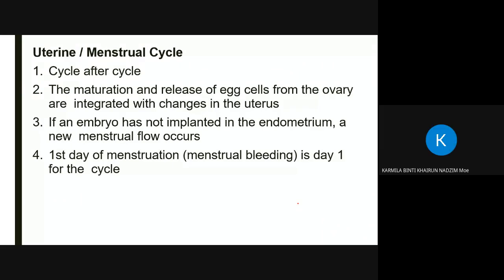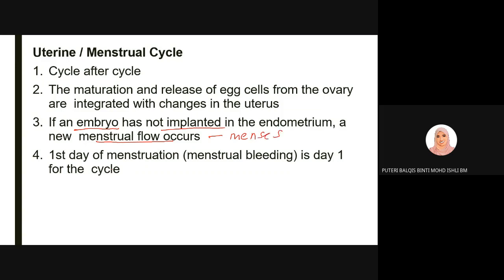Menstrual cycle, cycle after cycle, the maturation and release of egg cell from the ovary are integrated with changes in the uterus. If embryo is not implanted in the endometrium, a new menstrual flow occurs. So if there is no implantation of embryo, akan berlaku lah menses.